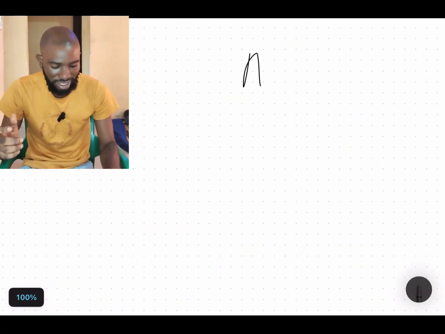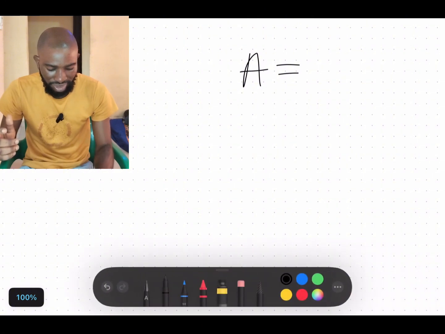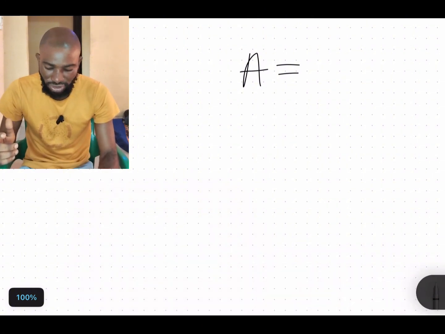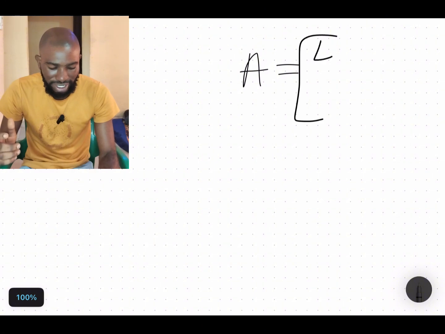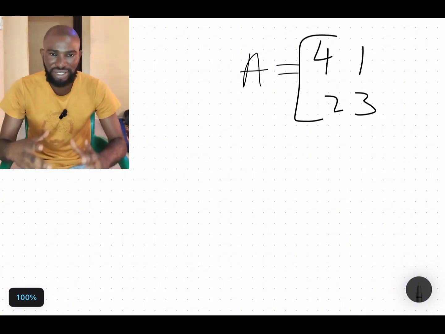Very simple. We have a question here, which is to find the eigenvalues and the eigenvectors for this particular matrix. The matrix A is simply equal to 4, 1, then 2, 3. And we're asked to find the eigenvalues and the eigenvectors.